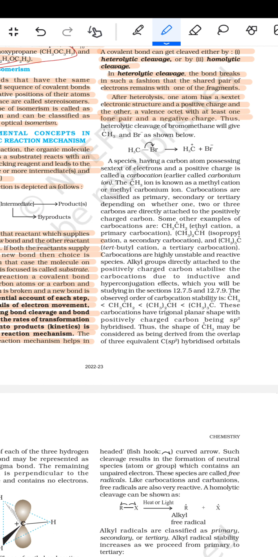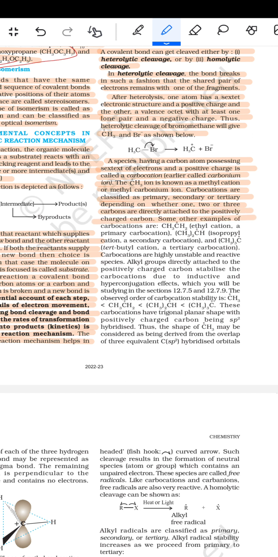Thus, heterolytic cleavage of bromomethane will give CH3+ and Br− as shown below. A species having a carbon atom possessing a sextet of electrons and a positive charge is called a carbocation, earlier called the carbonium ion. The CH3+ ion is known as the methyl cation or the methyl carbonium ion. Carbocations are classified as primary, secondary, or tertiary, depending on whether 1, 2, or 3 carbons are directly attached to the positively charged carbon.